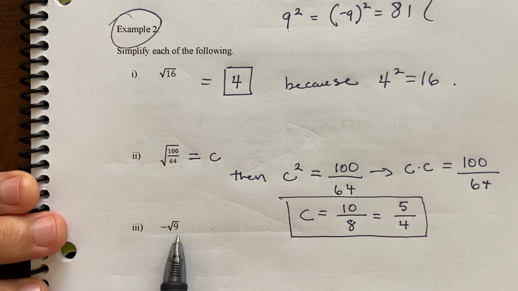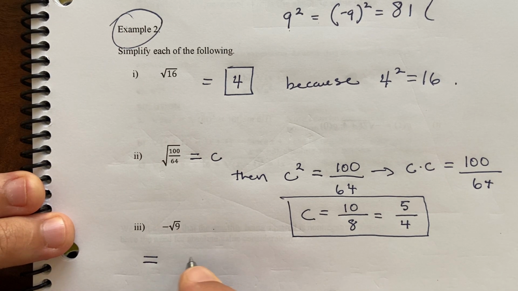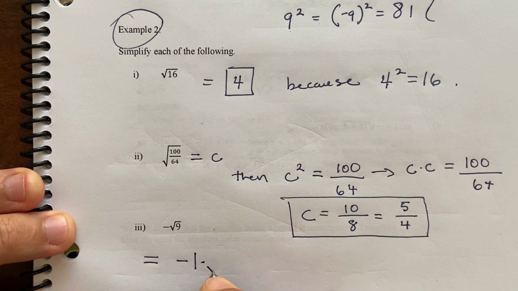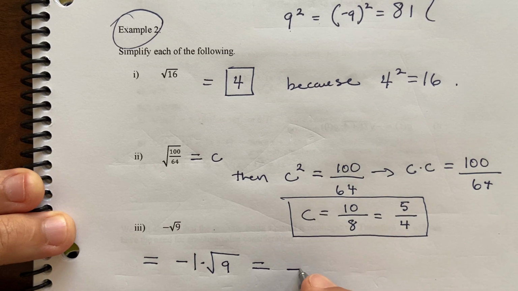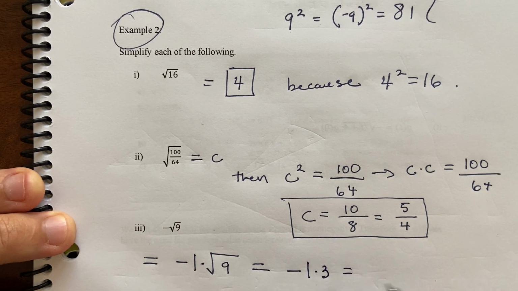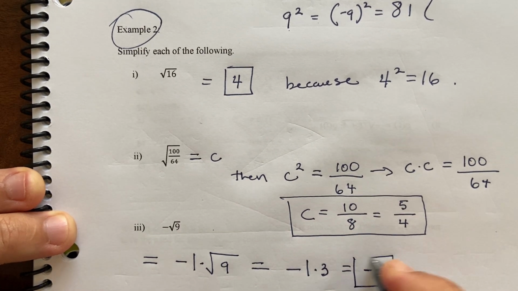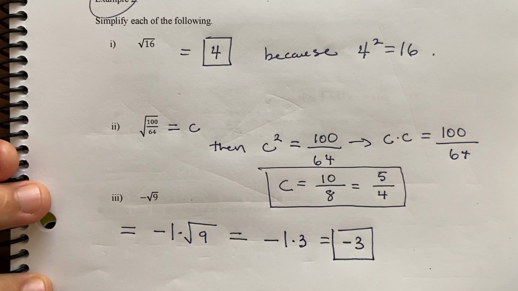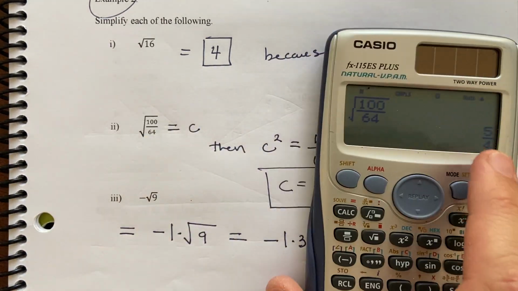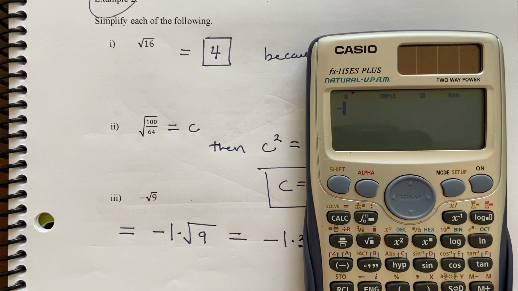So -√9, this essentially means -1 times the principal root of 9. So in other words, I would have -1 times 3, in other words, -3. So I could definitely type that in as well. So negative square root 9, -3.